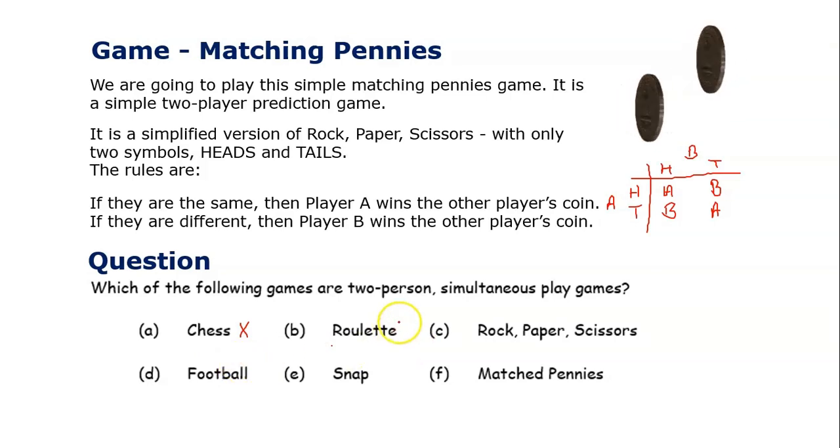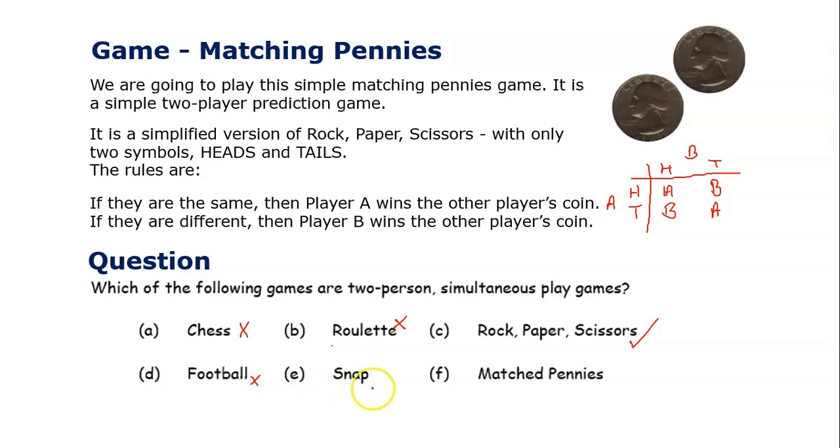Roulette, you quickly think to yourself, hang on a bit, you're either playing on your own or there's lots of people playing, but I don't think it's two-person necessarily. So I don't think that is an example of a two-person simultaneous play game. Rock, paper, scissors definitely is, if you know that game. Football, well, there's two teams, but it's certainly not where you've got a set number of outcomes, I suppose. So I'm going to say no to that.